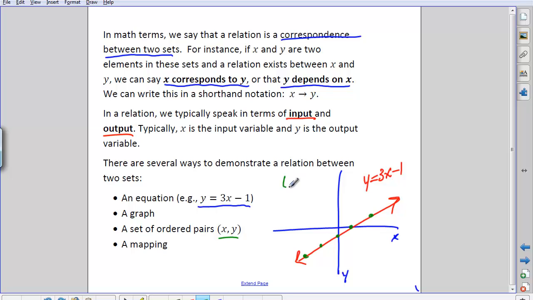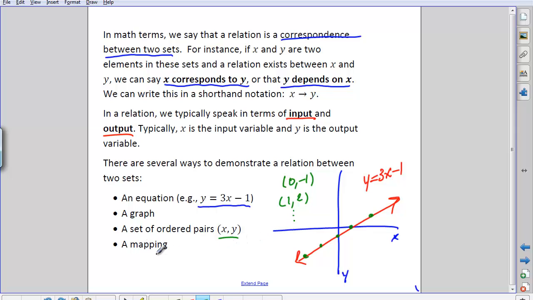Those ordered pairs might be (0, -1), (1, 2), and so on. So that set of ordered pairs, those x and y values that correspond to each other, can also demonstrate and give an example and show that relationship between x and y.